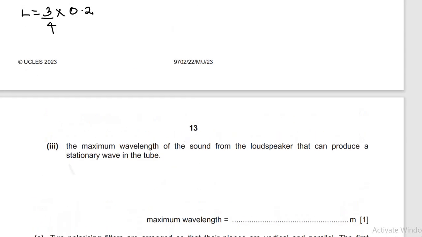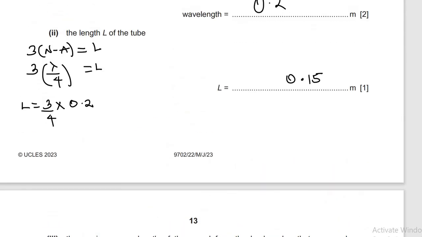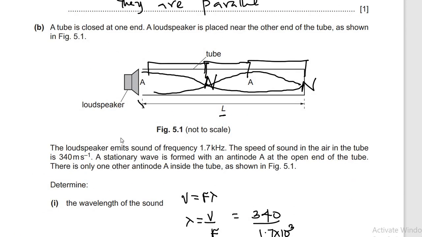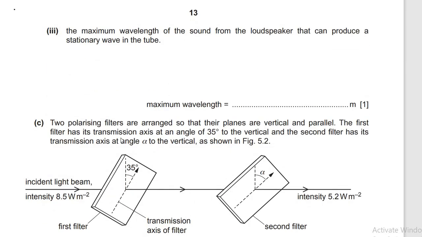The next one is this. The maximum wavelength of the sound from the loudspeaker that can produce a stationary wave in the tube. Maximum wavelength. It's not the fundamental frequency, the loudest. For this tube, for an open tube, what's the fundamental frequency? Let's see. For the open tube, the fundamental frequency is just this, antinode to node.